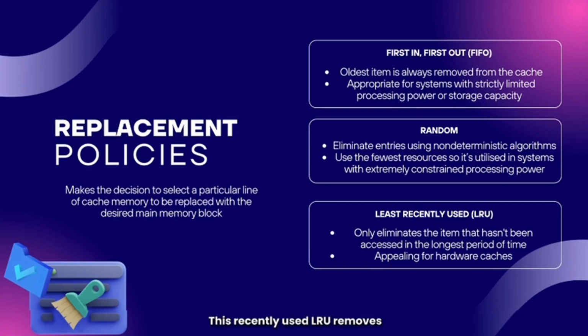Least recently used, LRU, removes the block that hasn't been accessed for the longest time. It's commonly used in hardware cache due to its efficiency. These policies help manage limited cache space while trying to keep the most useful data close to the CPU.